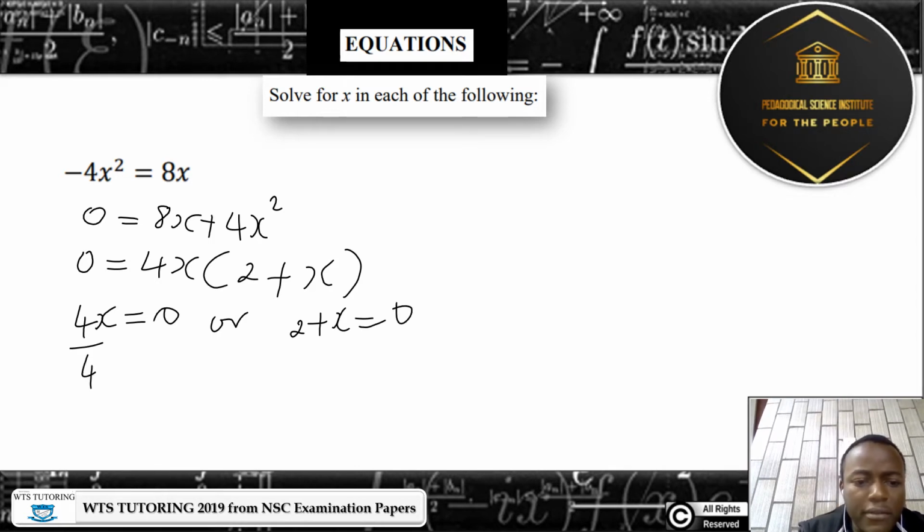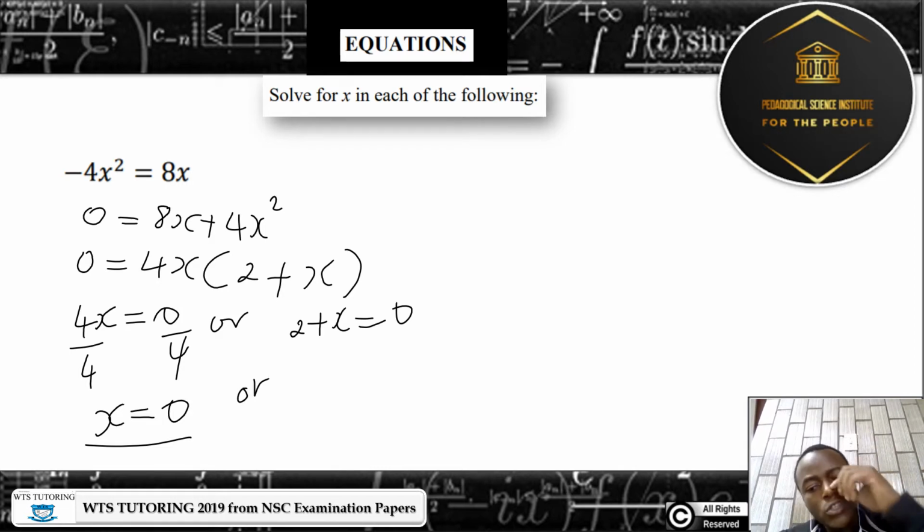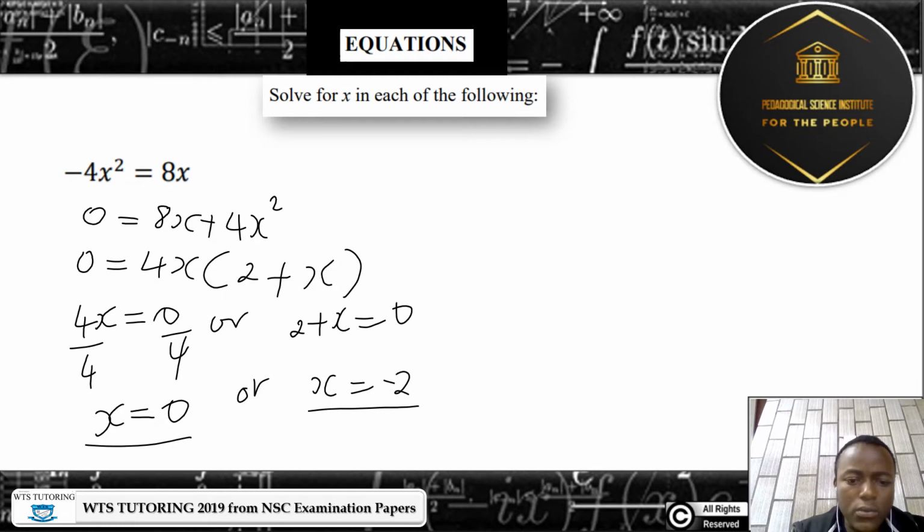Then we can solve for x. This side I'm going to divide by 4, then my x will be equals to 0. Or let's go this side, we're going to transpose 2 to the other side, then my x will be equals to minus 2. So that's basically how you solve for x given such equation. Take common factor, then 0 factor rule, each factor equated to 0, then you solve for x.